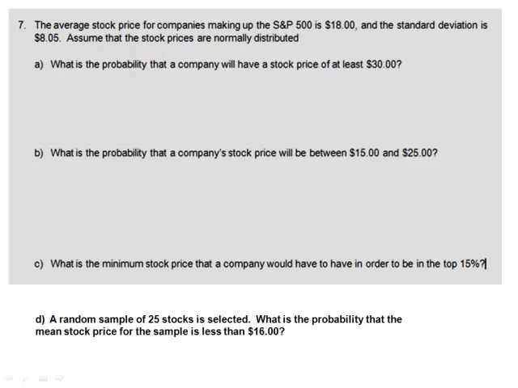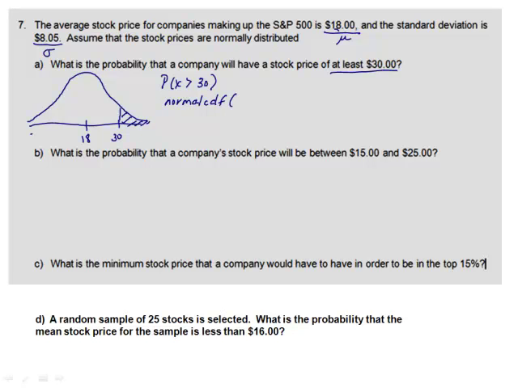Now, one last slide here. This one we've got a normal distribution, but it's not a standard normal. We've got a different mean of $18 and a standard deviation of $8.05. So our first problem is, what's the probability that a company will have a stock price of at least $30? We're drawing the pictures again. Our mean of $18 goes in the middle. And at least 30 means that we're going from 30 to the right. So we're going to shade to the right. To write it in probability notation, we're finding the probability that x is greater than 30.